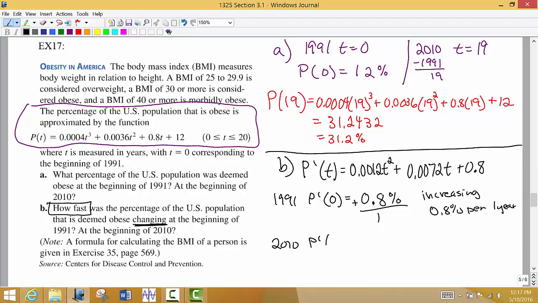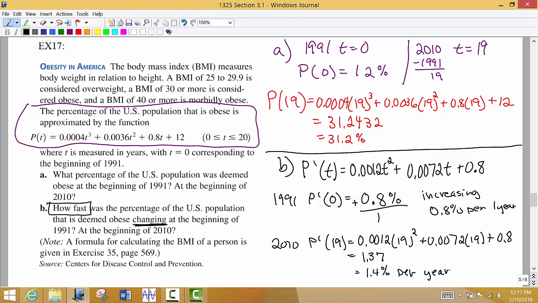So in this case, I'm going to plug in a value of 19. And once again, it gives me something a little bit more interesting. I'm going to throw that right into my calculator, and I get 1.37. I'm going to round that to the nearest tenth, so I get 1.4% per year.